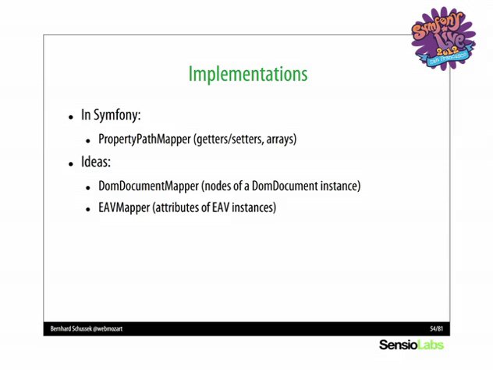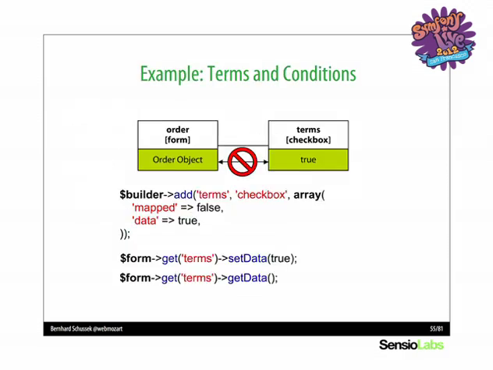Because data mapping is not that easy, as I've presented it right now, I want to show you some examples with special edge cases that you need to solve in a different way. So one very common edge case is terms and conditions, which might be a field that you want to store in your form, but you don't want to expose it in your domain model. So for example, we have an order object and an order form for that object, and we have a checkbox for terms and conditions within that form, but we don't want to store that value, this Boolean value, into the order object. So we want to actually decouple the data of this field from the object, okay?